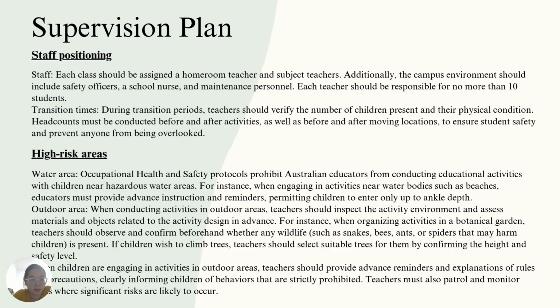In high-risk areas, such as water areas or outdoor areas, we can tell children some rules. For instance, when we do an educational activity in water areas, when engaging in activity near water bodies such as beaches, we permit children to enter only up to ankle depth. And when children are engaging in activity in outdoor areas, our teachers should provide advance reminders and explanations of rules and other things.